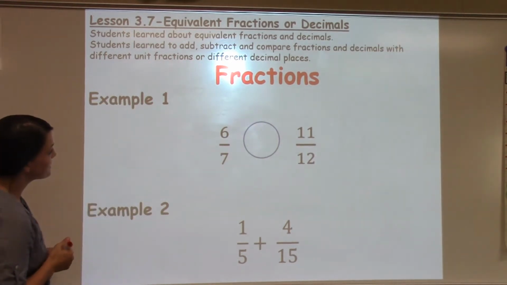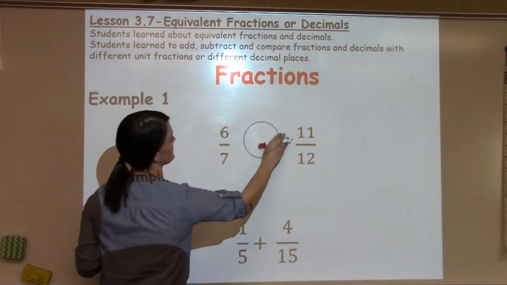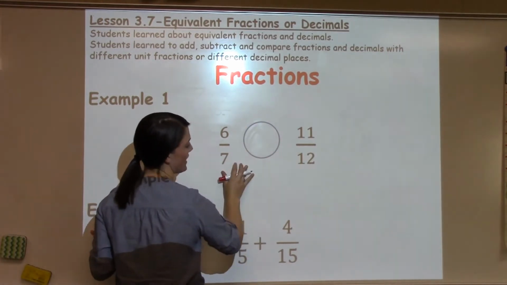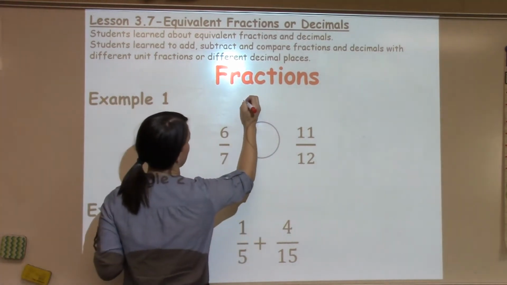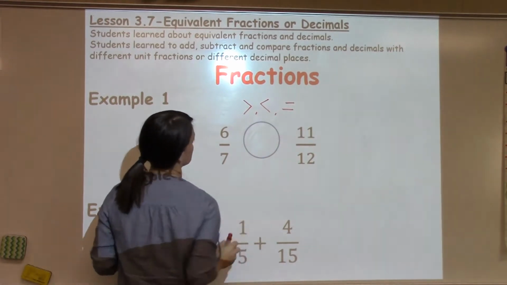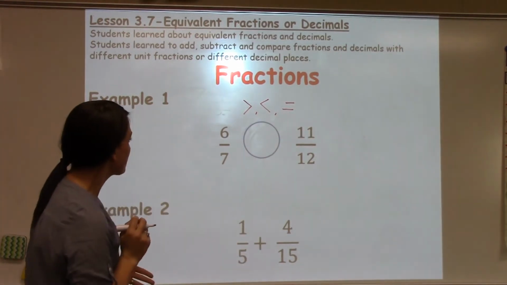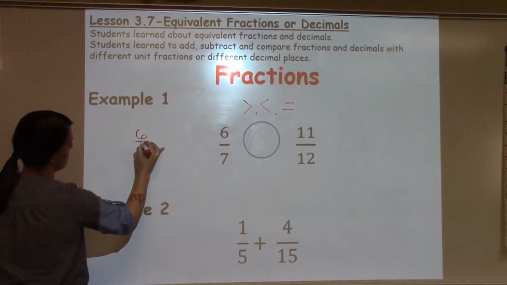So let's look at the first example. It says 6/7 and 11/12. Remember, whenever I see a big circle in between two fractions, two decimals, two numbers, they're usually wanting me to say which one is greater than, less than, or equal to the other number. So we're going to go ahead and use the butterfly method to solve this problem.